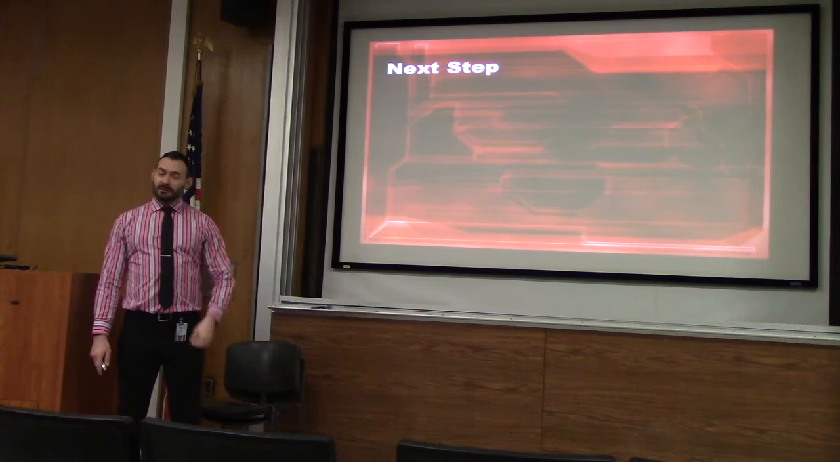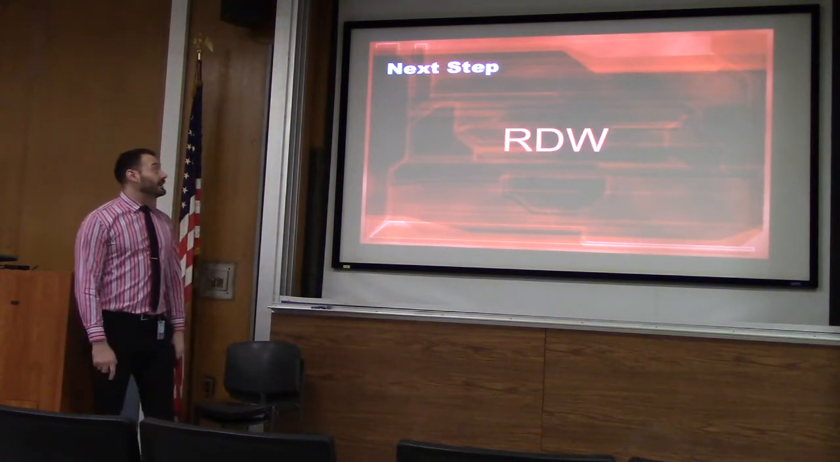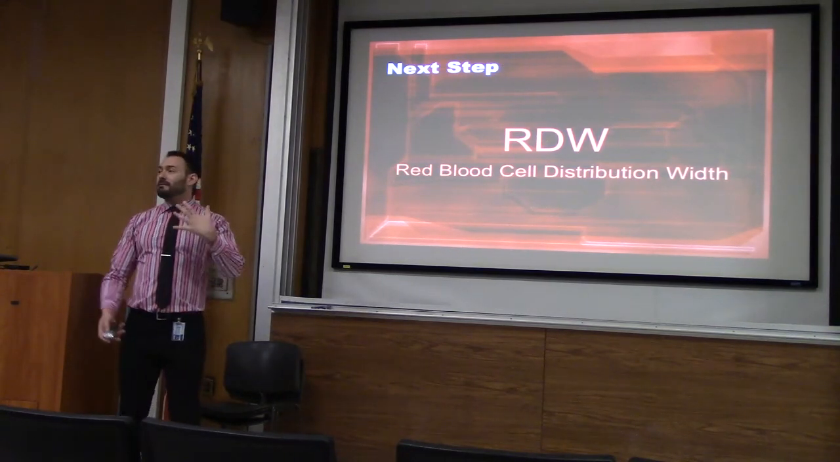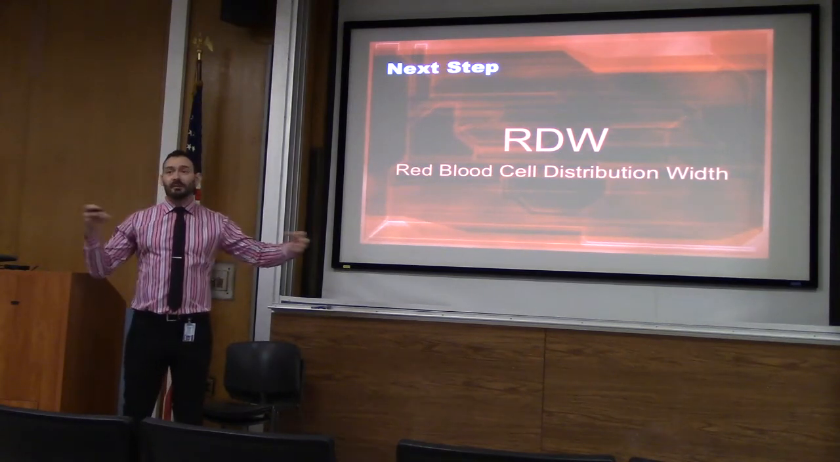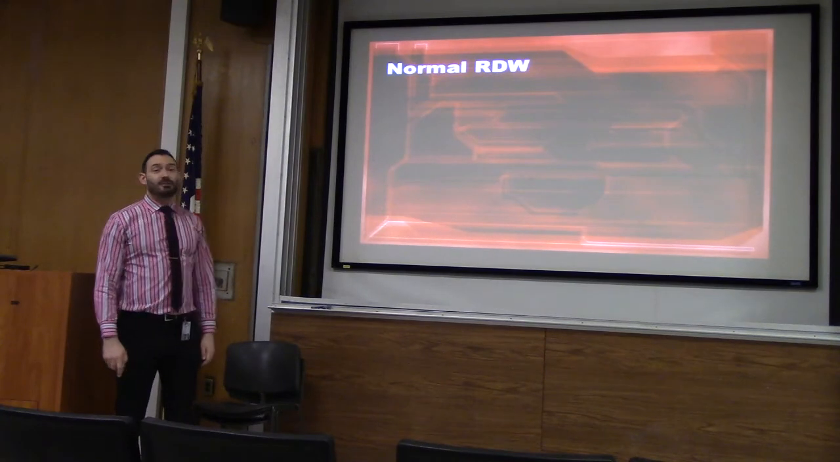What's the next step? If you remember back to the beginning of the lecture, I said look at the RDW next. So, you look at the RDW, which is the red blood cell distribution width. This is a measure of how variable are the sizes. So let's say you have a normocytic anemia, but how variable are the sizes within that normocytic anemia of the red blood cells? I tend to think of this in two different ways.